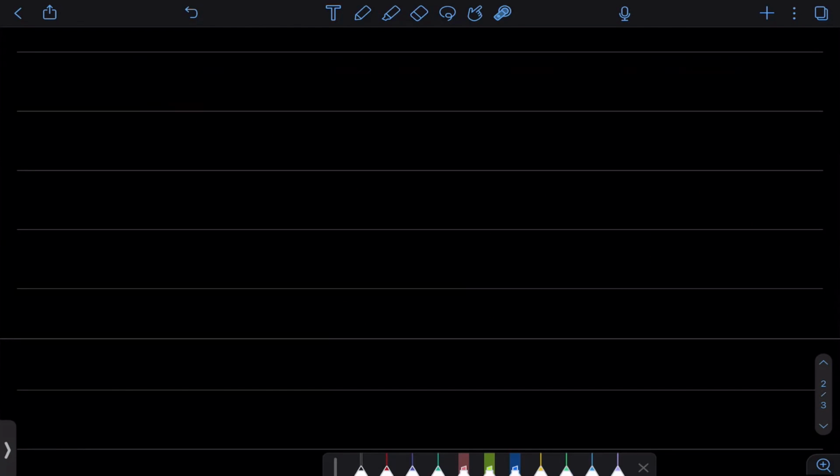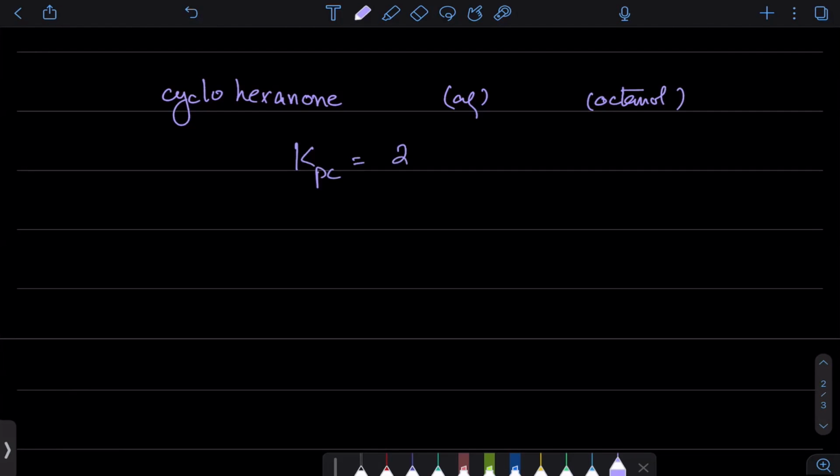So here's what the goal is. We have two solutions and we have this compound. This is cyclohexanone. This example is actually in your book as well. Okay, so I have two solutions. One is aqua solution, one is in octanol. Octanol is again an organic solvent, and the KPC is given to me. It is 24. Interesting. Okay, now here's situation one.